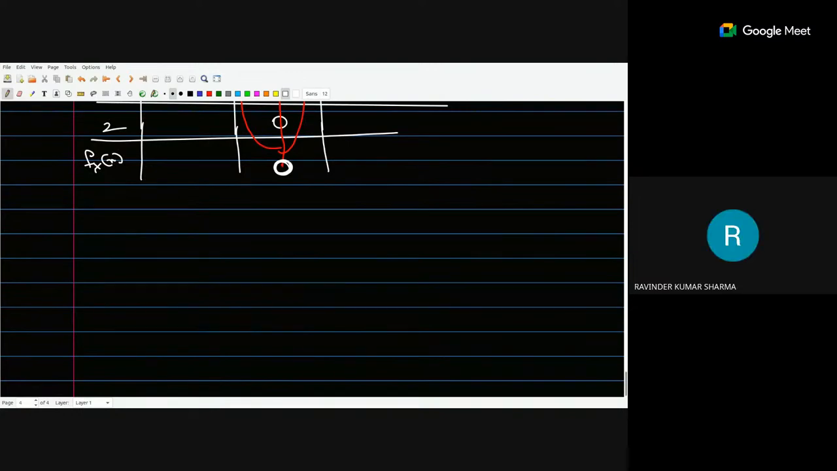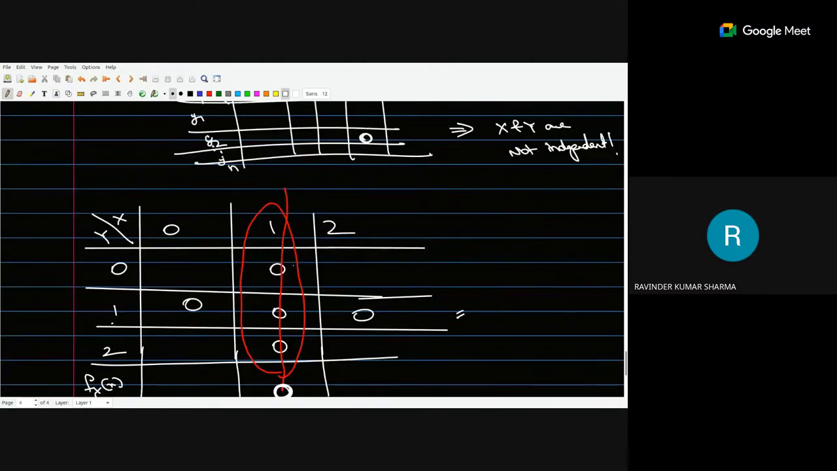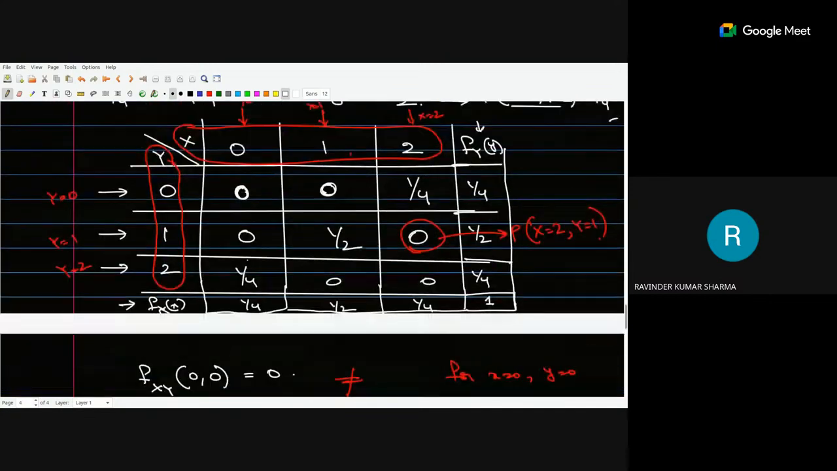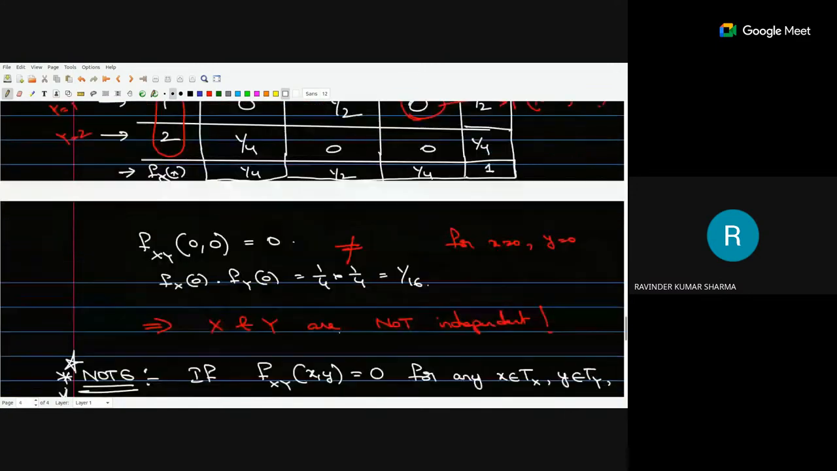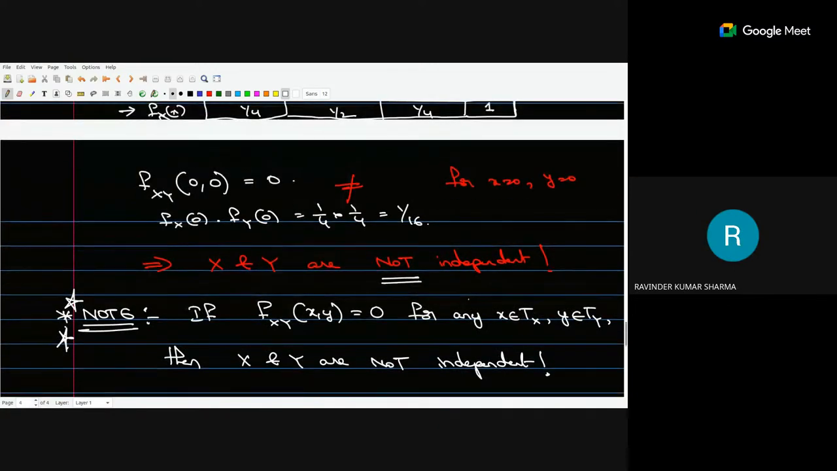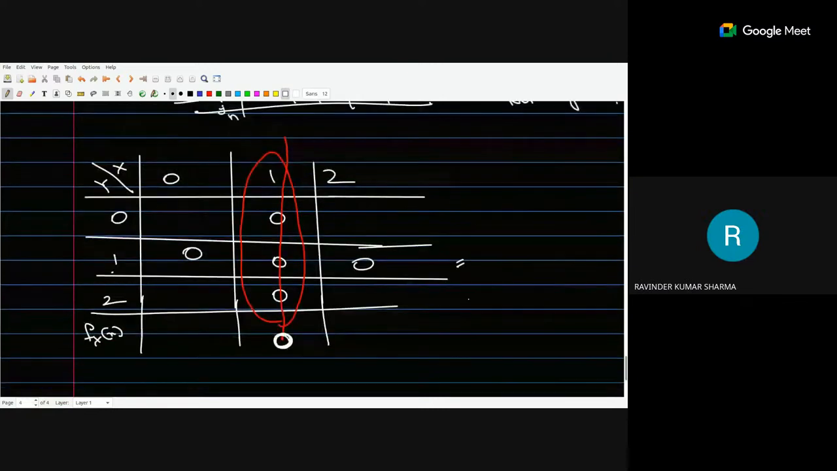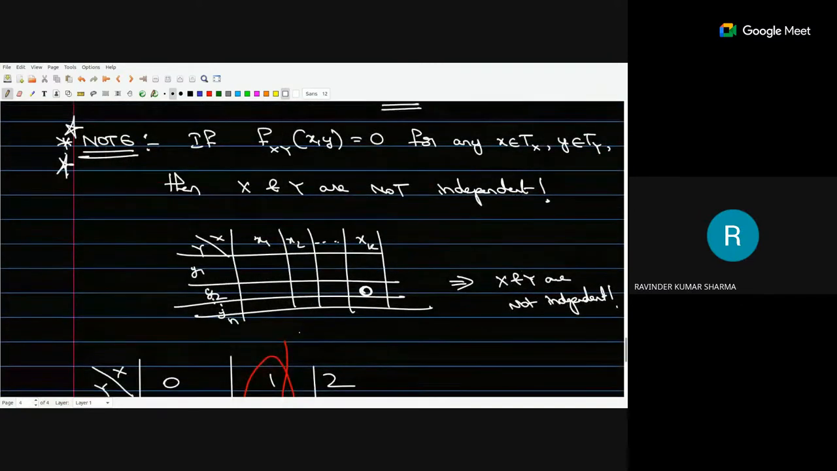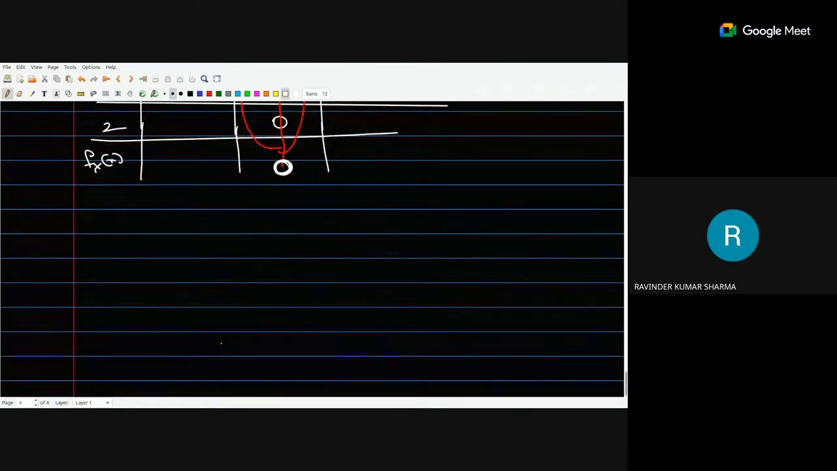Ravinder, I have a doubt. In the work you said when the first column XY is zero, they are independent. They are not independent. Okay. And can you scroll down? Up, slightly up. Here you are saying zero, X and Y are not independent. Yes. Okay, it's clear. Okay. So let me give you an example for independence also.